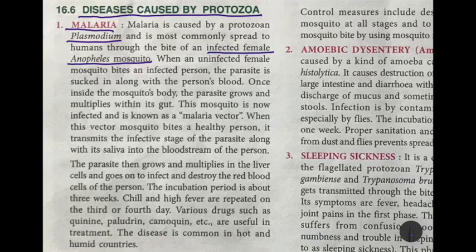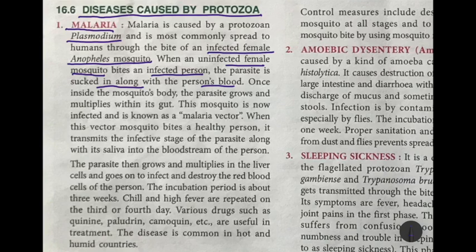And what does Plasmodium cause? It causes malaria. Now, when an uninfected female mosquito bites an infected person, that is a person who is suffering from malaria, the parasite is also sucked in along with the person's blood. That is, when the mosquito is drinking the blood of the infected person, it also takes in the parasite, which is Plasmodium, along with the blood.